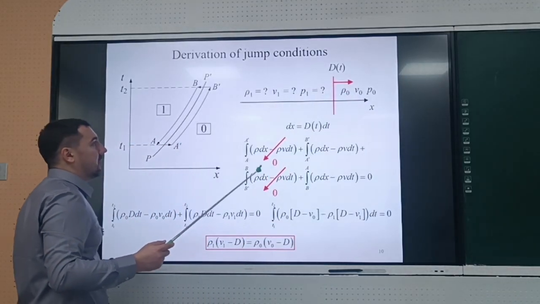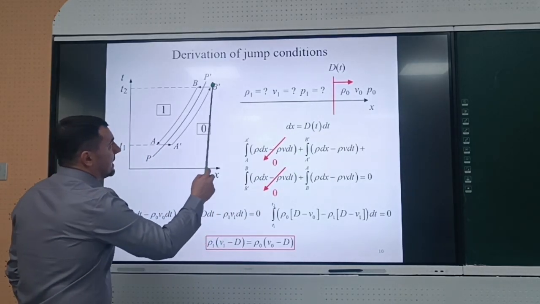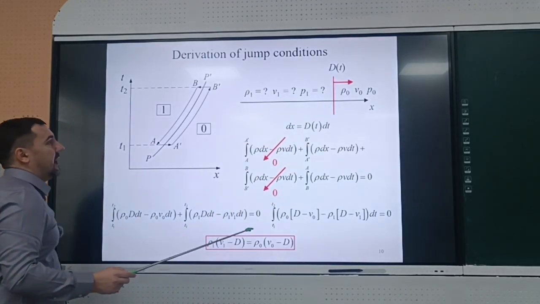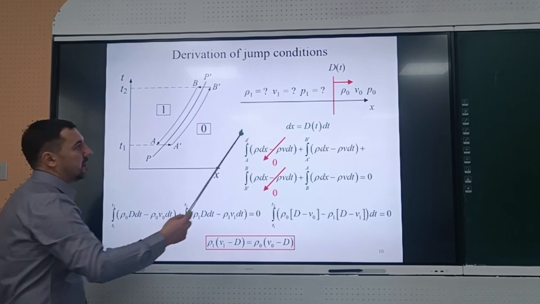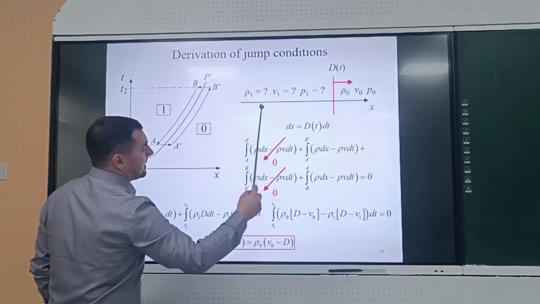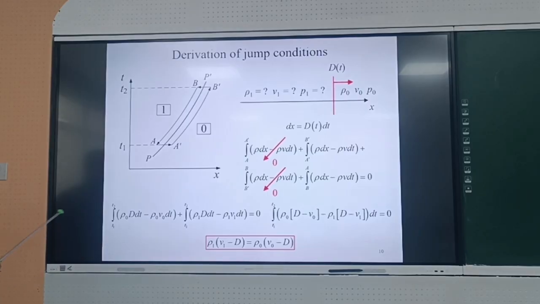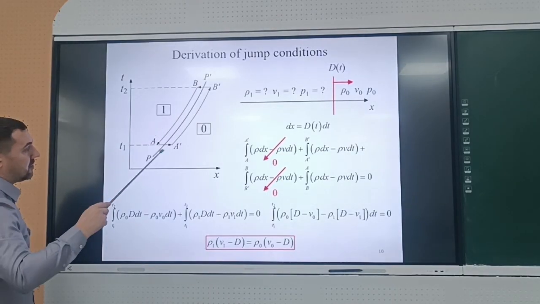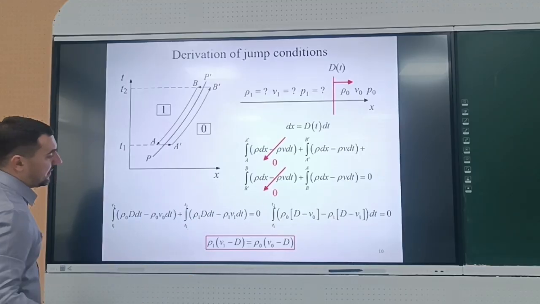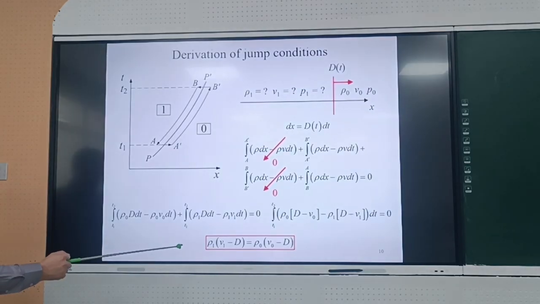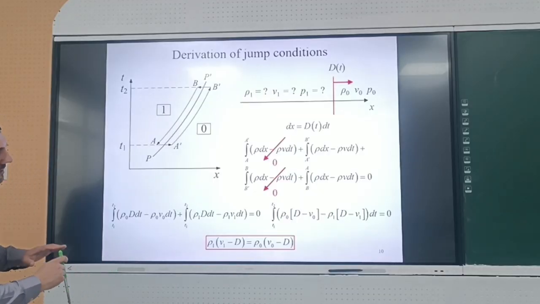We don't know what it means, shock wave. Some discontinuity, propagating with the velocity d. And the question is how to compute the parameters behind this discontinuity. So what is the relationship between the parameters with subscripts 1, 0, and the velocity of our shock wave? Just in the same manner, we choose this contour and do the same manipulation. After this manipulation, we obtain the relationship: rho times v minus d to the left equals the same value to the right.